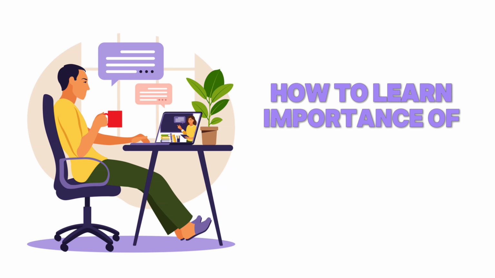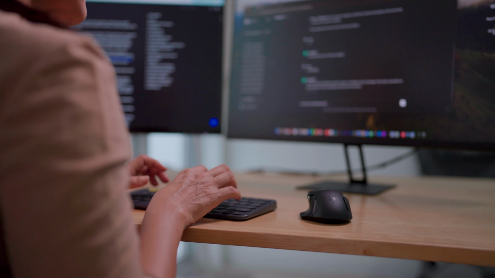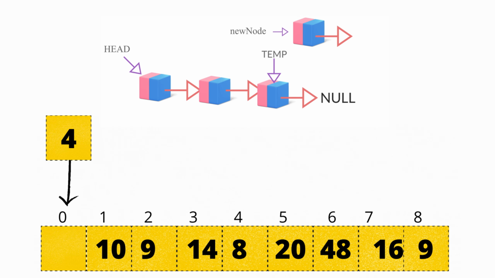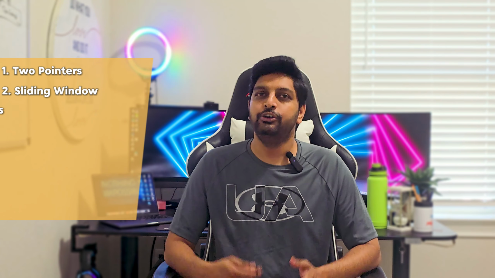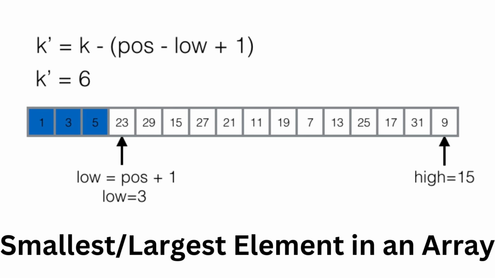How to learn, or the importance of learning patterns. An essential aspect of mastering DSA is recognizing and learning patterns for solving problems. Coding patterns have been the greatest game changer for me when it comes to interviews. Patterns simplify the learning process by reducing the number of unique problems that you need to solve. For example, two pointers is useful in problems involving arrays or linked lists where you need to find pairs. Sliding window is ideal for problems involving contiguous subarrays. Top K elements focuses on finding the largest or the smallest K elements in a dataset.